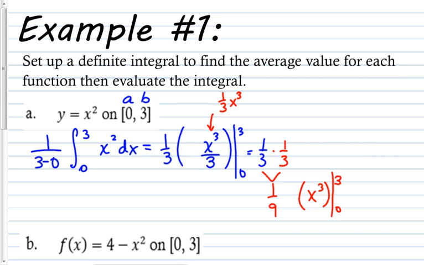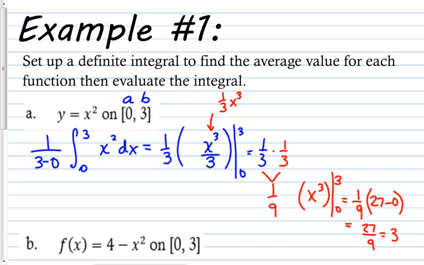Okay, I'll just do both. So this is with the 1/3 pulled out. And then, so 1/9. And then plug in the 3. And I get 3 times 3 times 3, which is 27. And plug in the 0. And I get 0. So 1/9 times 27. So 27 over 9. And my answer is 3.